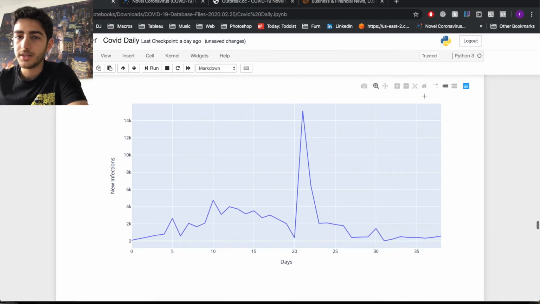We can see here by the number of new infections, it also seems to be stabilizing. There's this huge spike in day 21, but this may be due to the fact that they changed the terminology of what they consider someone to be infected by Covid19.